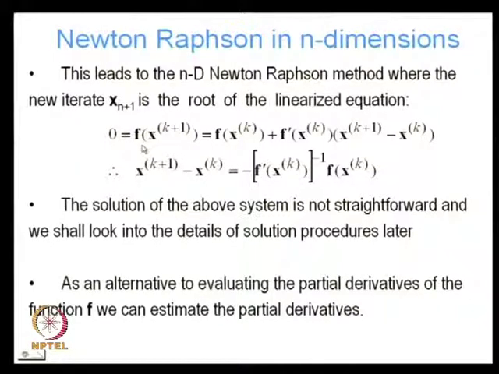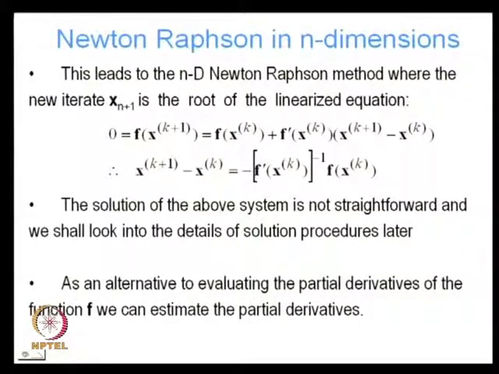So, the assumption is that if I take a point on my solution and I draw my tangent, and assume that that is a root of that equation, that is f of x k plus 1 is equal to 0, that gives me my new iterate according to Newton's method. The solution of this above system is not straightforward at all, and we shall look into the details of the solution procedure later.